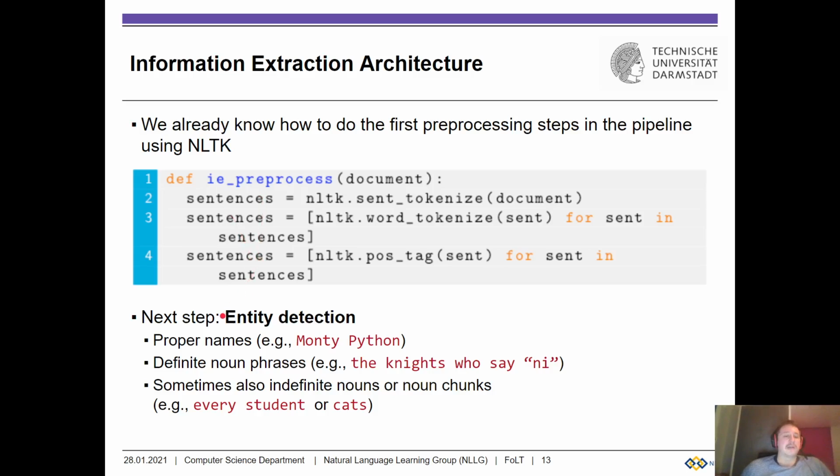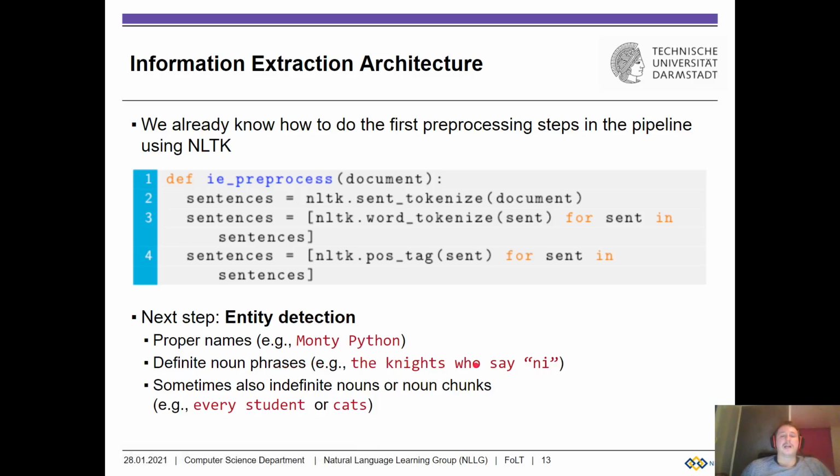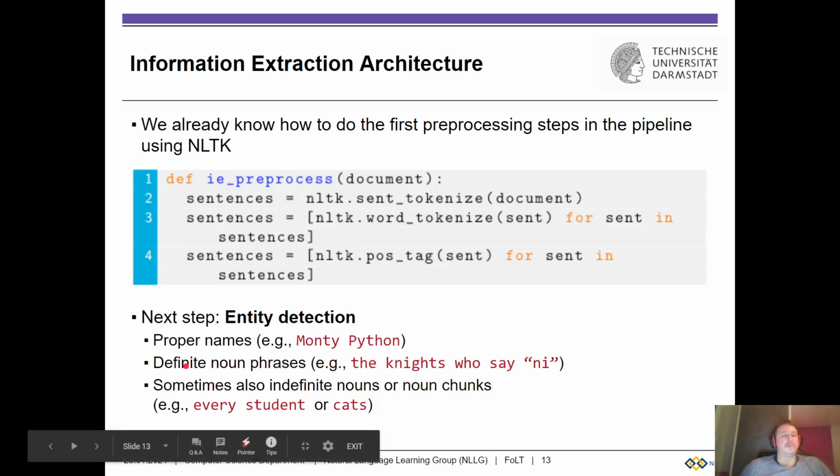So the next step that we'll be focusing on is entity detection. And entities are proper names such as Monty Python. We could also be interested in other things like the knights who say nigh. So this would be a noun phrase. And also sometimes entities could be indefinite nouns, or noun chunks such as every student or cats. So it really depends on what kind of information we are looking for.